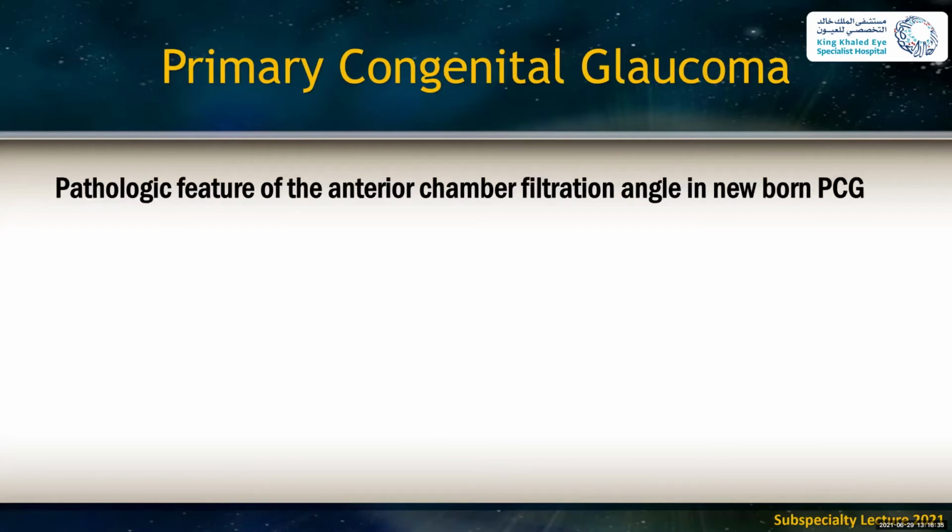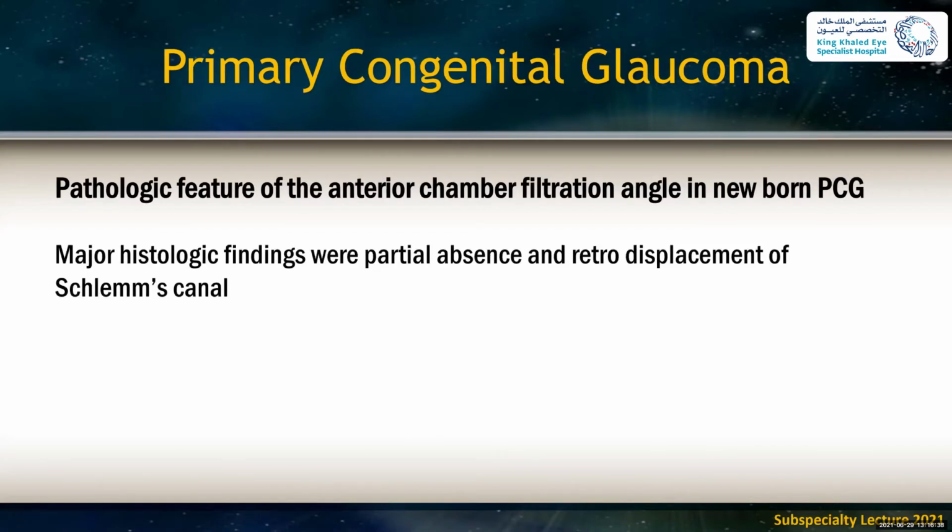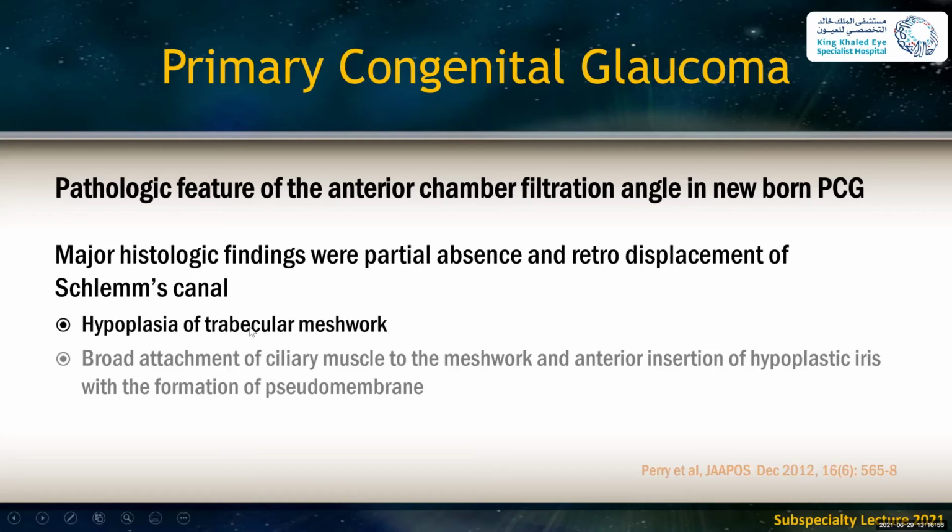So again, the latest pathophysiologic findings in the anterior chamber angle of newborn primary congenital glaucoma show that the major histologic findings are partial absence and retrodisplacement of Schlemm's canal, as well as hypoplasia of the trabecular meshwork, broad attachment of the ciliary muscle to the meshwork, and anterior insertion of a hypoplastic iris with the formation of a pseudomembrane.